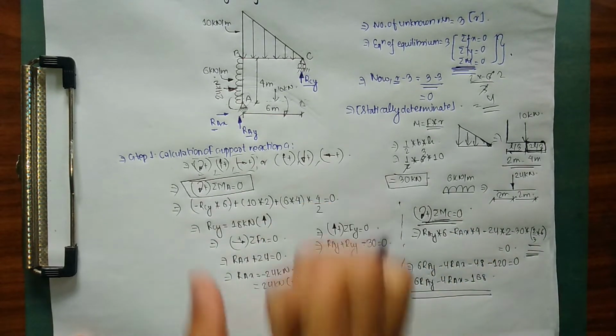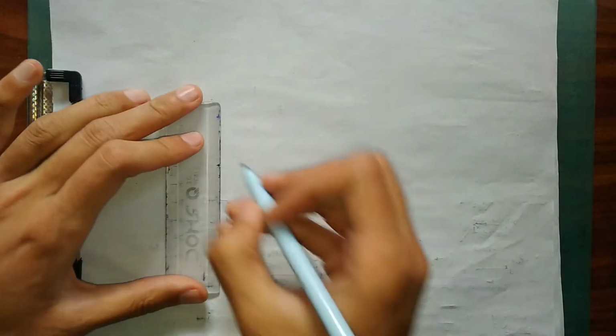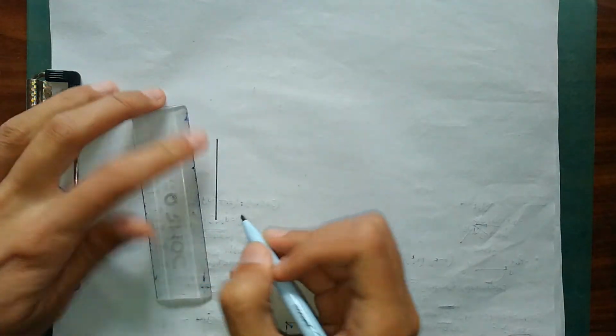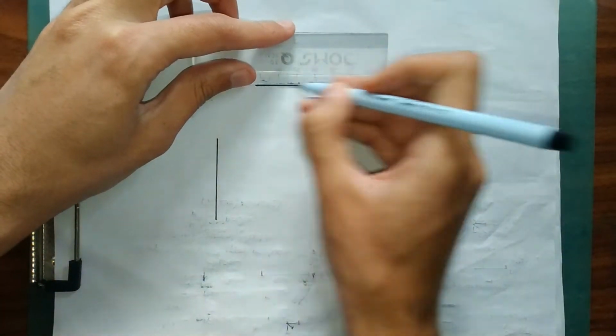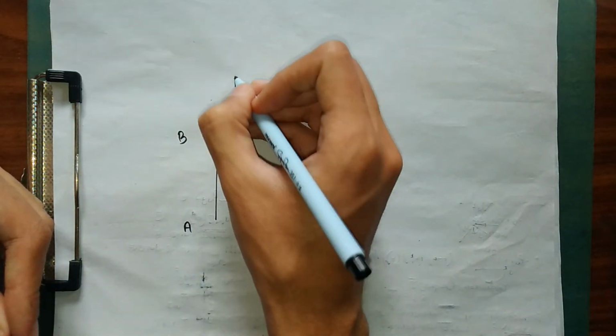After calculating our support reactions, now we need to find our axial force, shear force and bending moment for each and every member. Before jumping into calculating the shear force, bending moment and axial forces, we are going to show all the forces acting on our beam. Let me draw our portions AB and BC separately. This is my portion AB, and this is my portion BC.